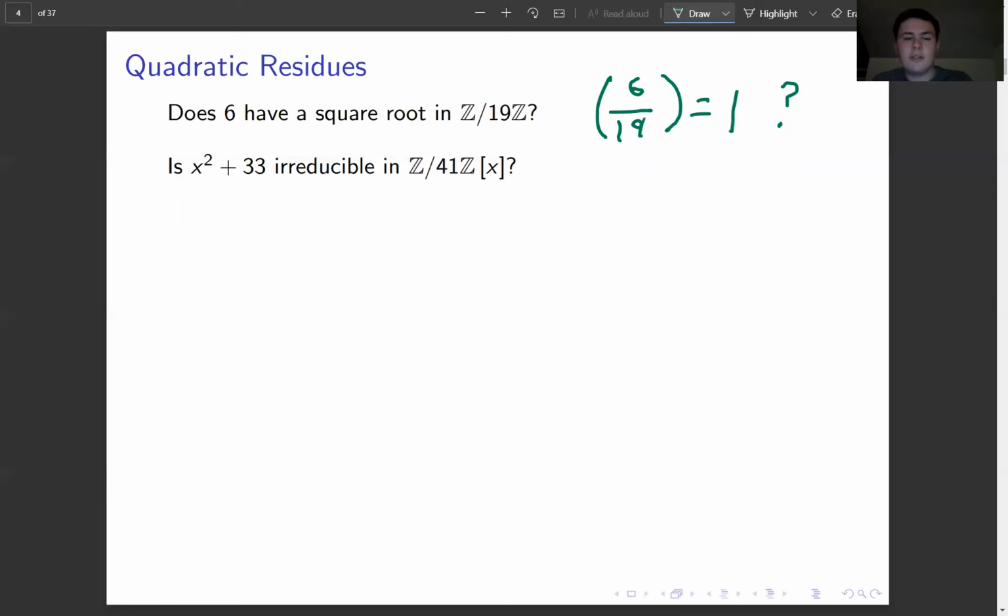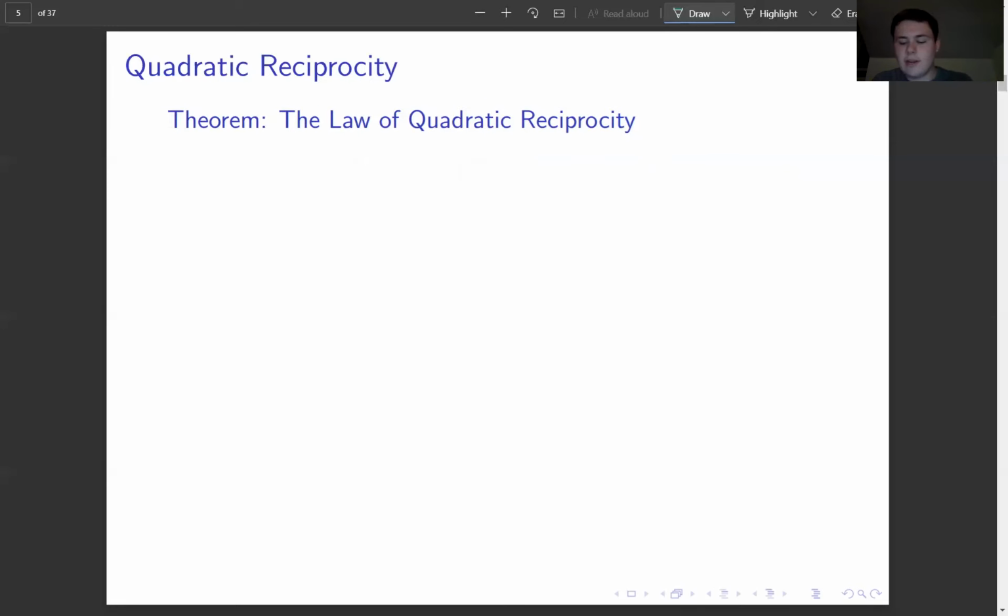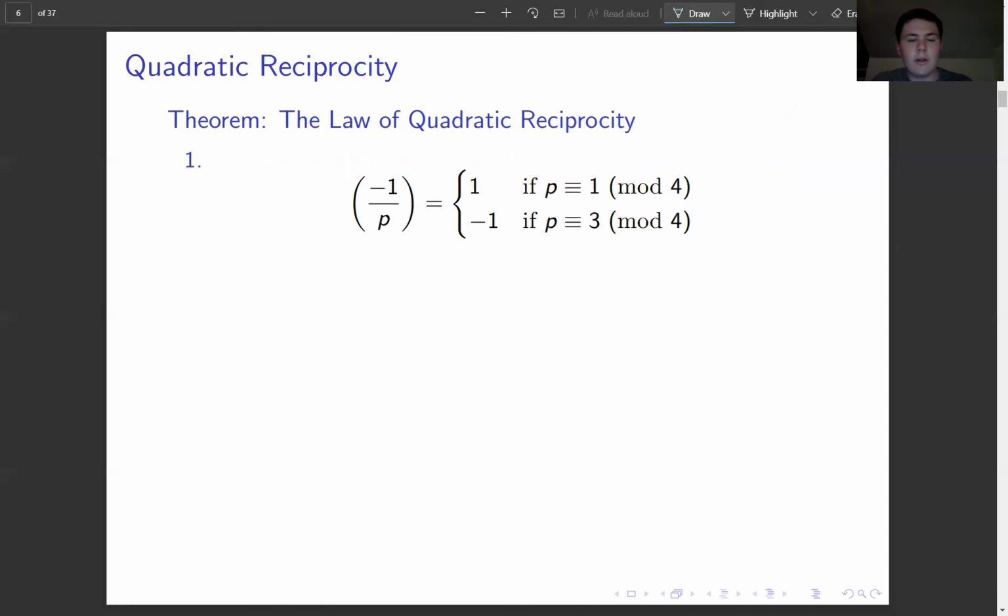So using the Legendre symbol, we can state the law of quadratic reciprocity, which comes in 3 parts. And what this allows us to do is calculate the Legendre symbol for any number mod p. So the first part tells us when -1 is a quadratic residue of p. So as an example, is -1 a quadratic residue mod 5? And it turns out that it is because -1 is equivalent to 4, which is 2 squared. And that checks out because 5 is equivalent to 1 mod 4.